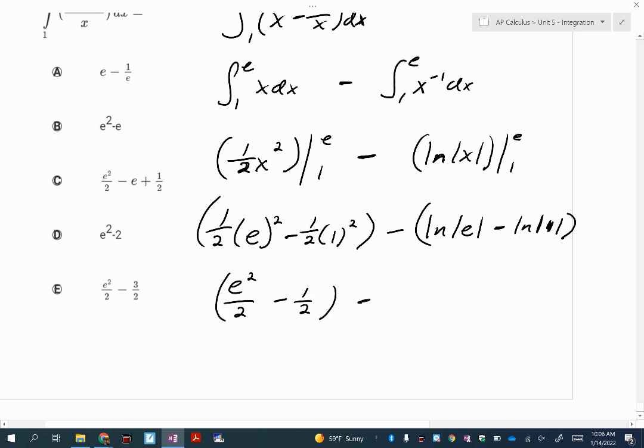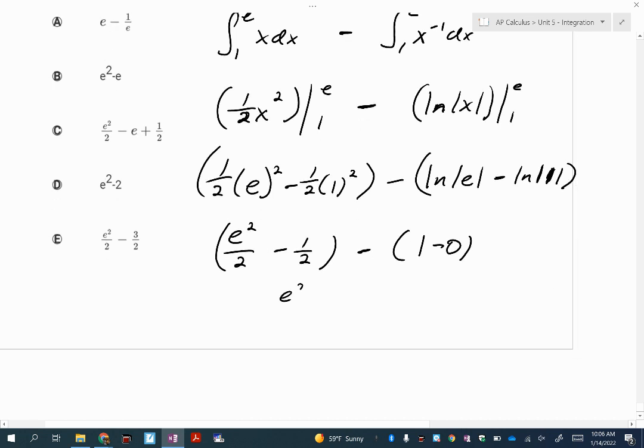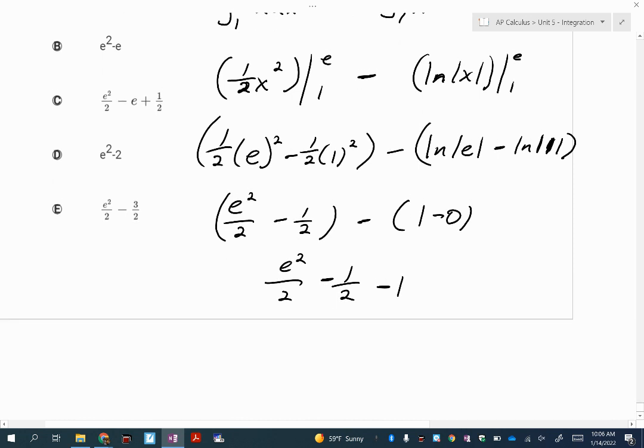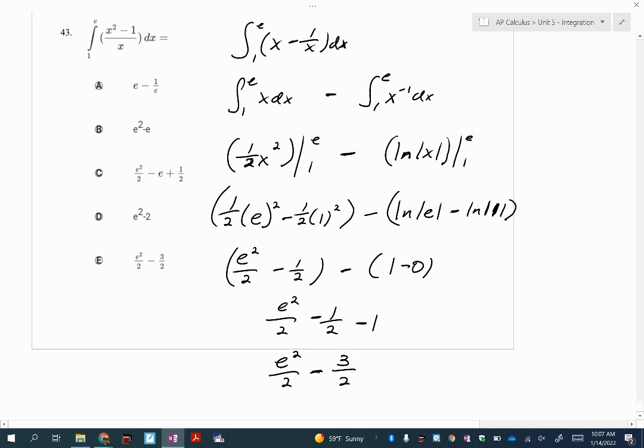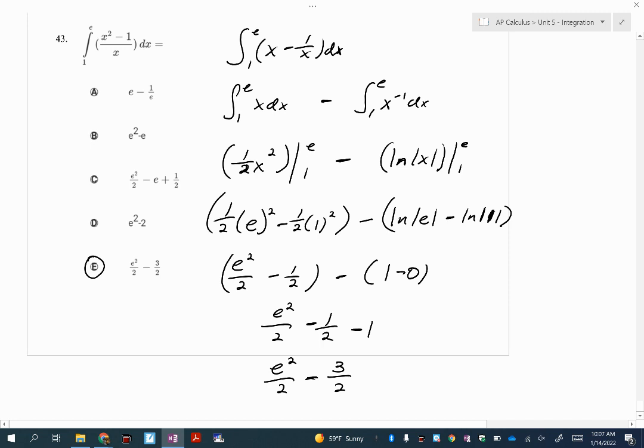Okay, so this is e squared over 2, and then that's going to be minus 1/2 minus the natural log of the absolute, well, first off, absolute value of e is just going to be e. So the natural log of e is actually just 1. And then the natural log of 1 is going to be 0. So this is e squared over 2 minus 1/2 minus 1. So do your last little algebra bit, and you get that is minus 3/2. Okay, so my answer is going to be E.